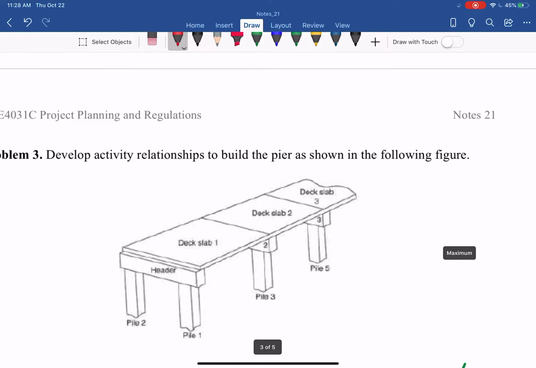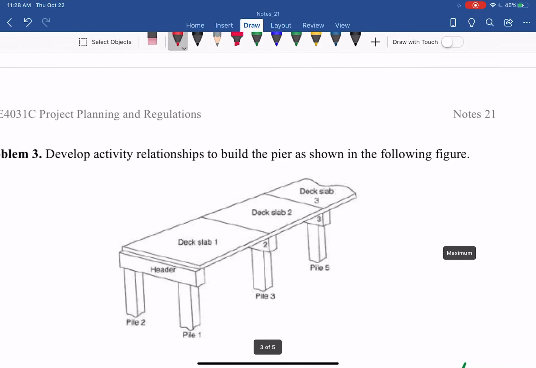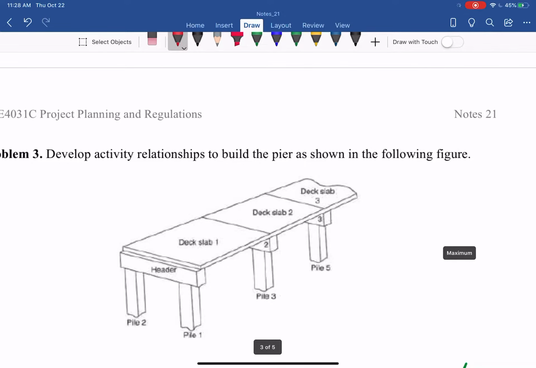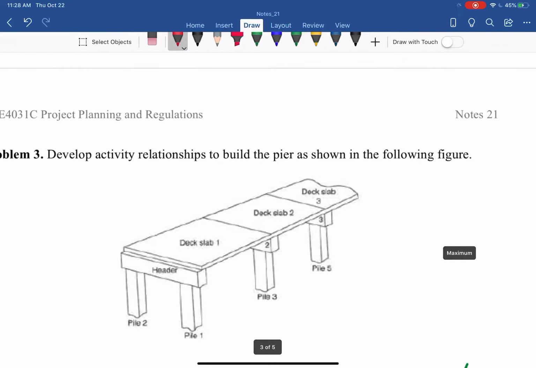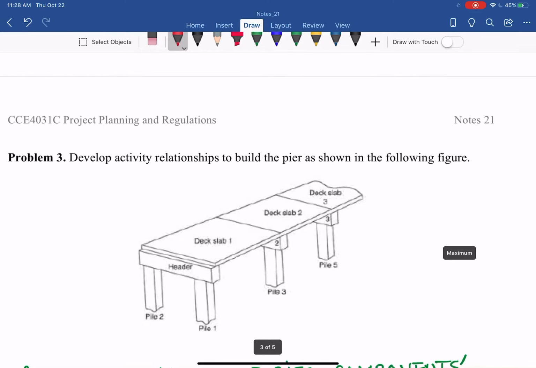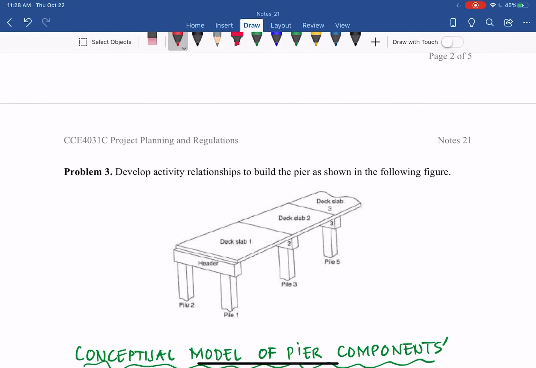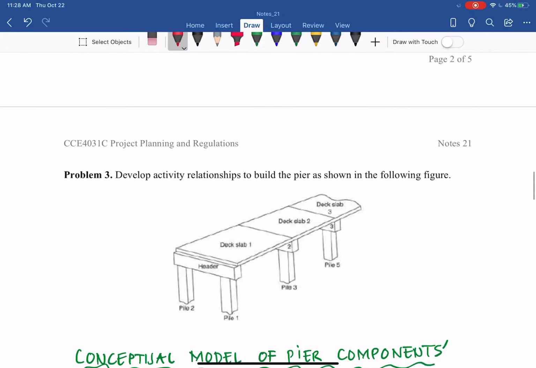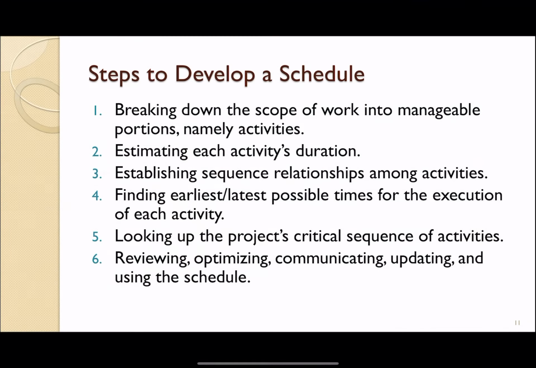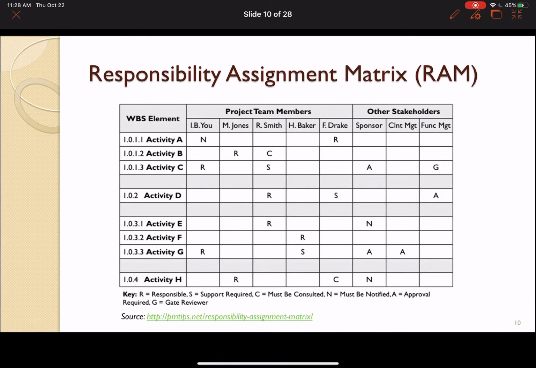So to develop and install this pier, what should be the sequence? Of course, I give this because it is intuitive. You can figure it out without this problem. But I want to show it so that you can apply it in more complicated problems, in project 2, to determine the relationship between the activities. So let's go to the slide again.